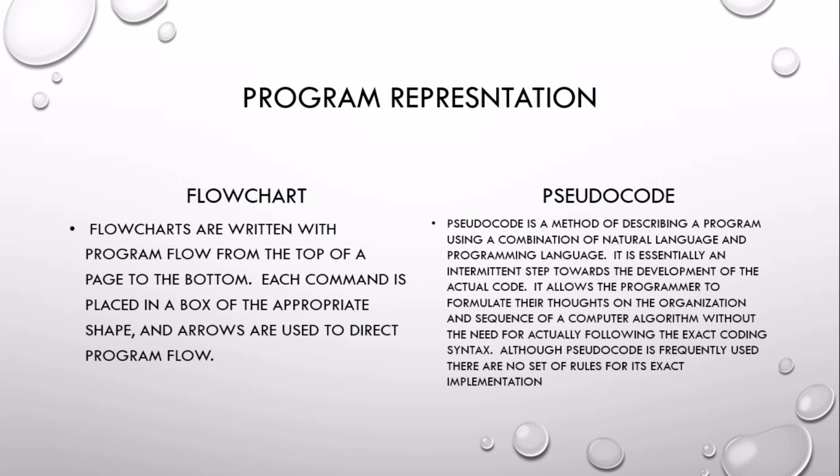Pseudocode is a method of describing a program using a combination of natural language and programming language. It is essentially an intermediate step towards the development of the actual code. It allows the programmer to formulate their thoughts on the organization and sequence of a computer algorithm without the need for actually following the exact coding syntax. Although pseudocode is frequently used, there is no set of rules for its exact implementation.